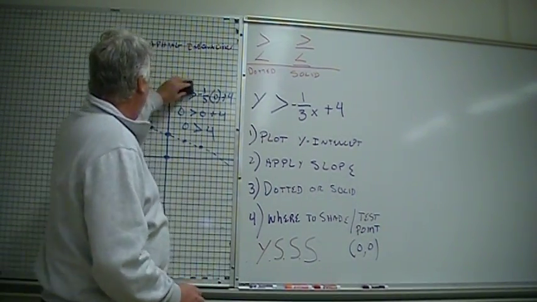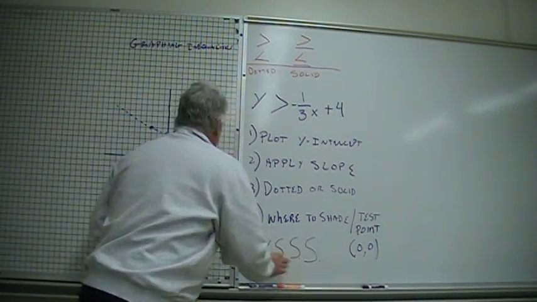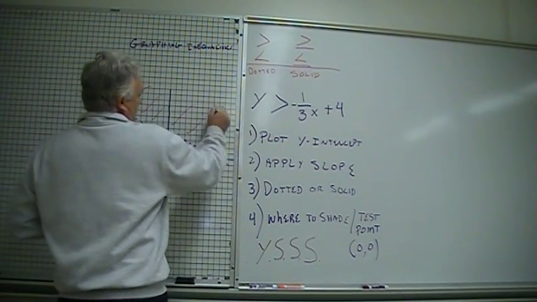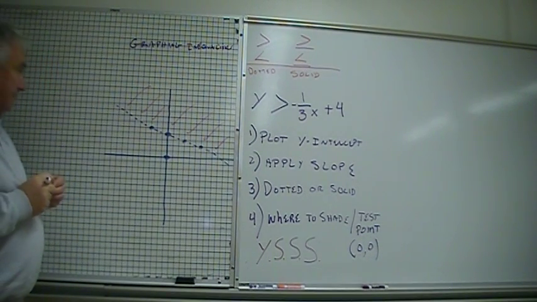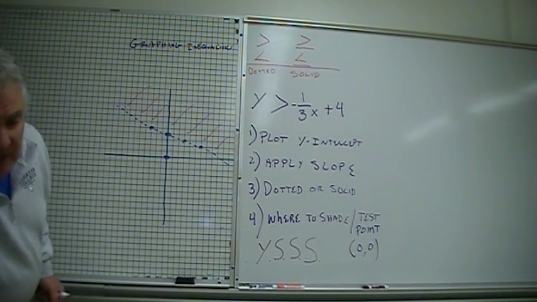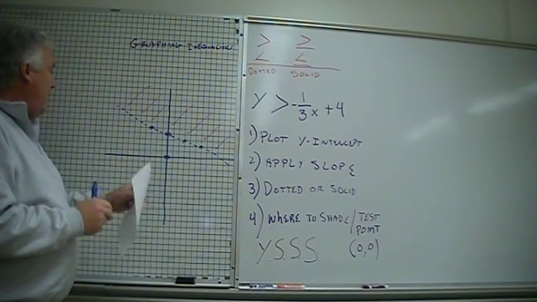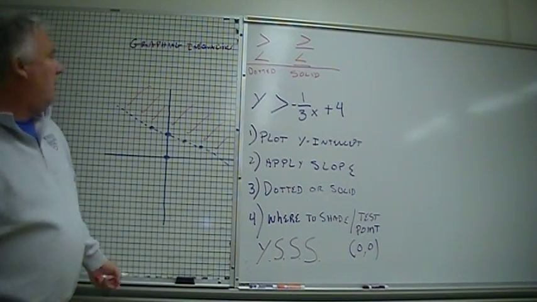And so what we have to do is shade this side. And that becomes our solution to the problem. And you have that graph, we've included that graph onto your paper so it looks similar to this. But those are our 4 points.